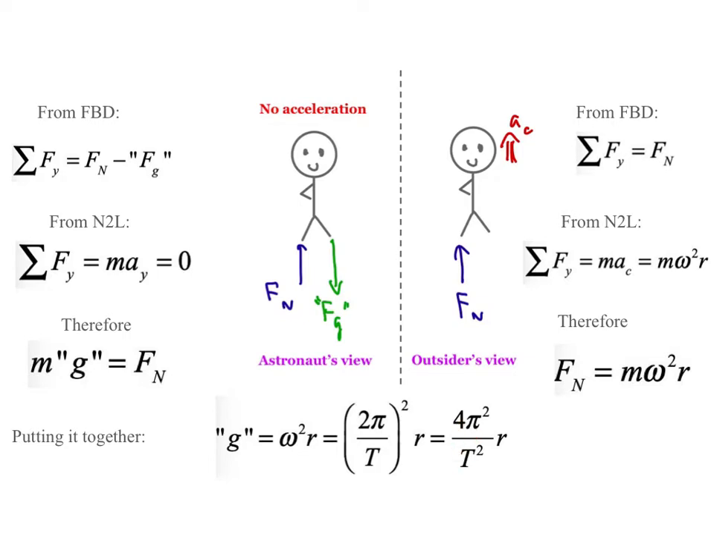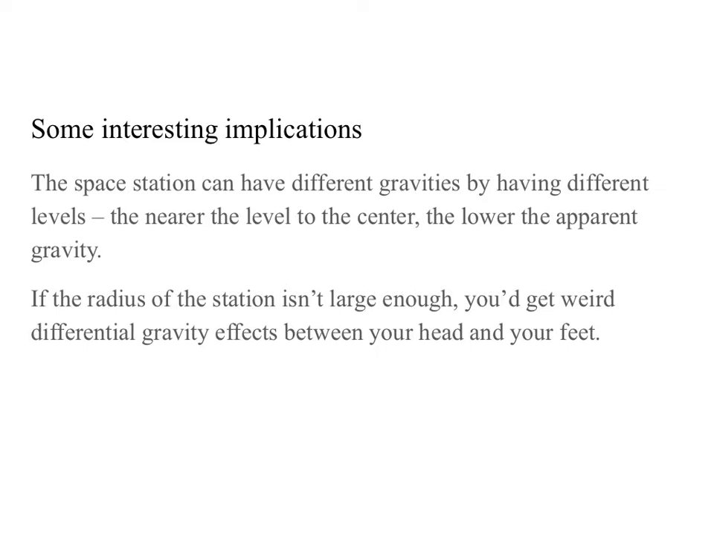And we could compute, if we know how long it takes to go around once, or equivalently we knew what its angular velocity was, we can figure out what force of gravity she would seem to feel. Some implications. The space station can have different gravity levels by having different actual levels, because this quasi-g is omega squared r, so that as we increase distance from the center, we also increase the effective gravity, the weight that you feel. Or, putting it the other way, as we head towards the center, gravity gets weaker.